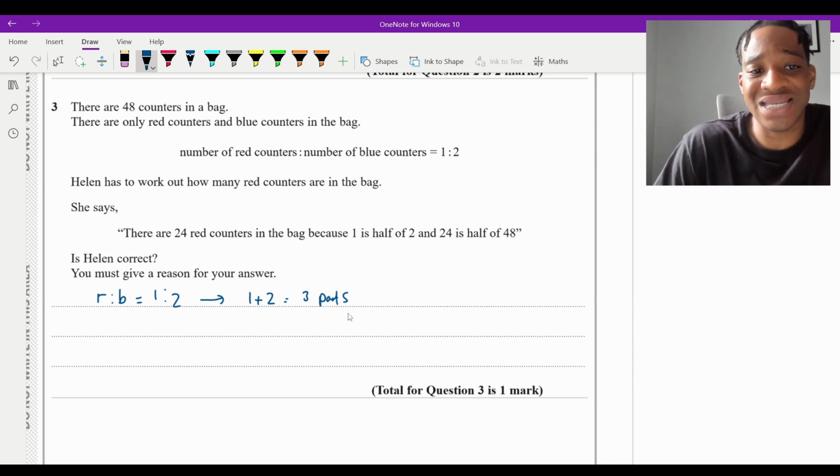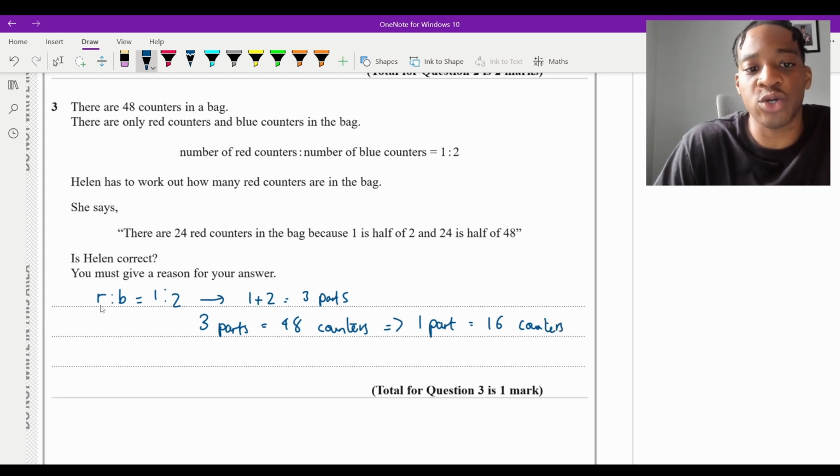And those 3 parts, this has to equal the 48 counters. So I'm going to say that 3 parts is equal to 48 counters. And then to get 1 part, we're just going to divide by 3. So this is a calculator paper, so you can use your calculator. But 48 divided by 3, which will give us 1 part, is just equal to 16. So there are 16 counters, which represents 1 part.